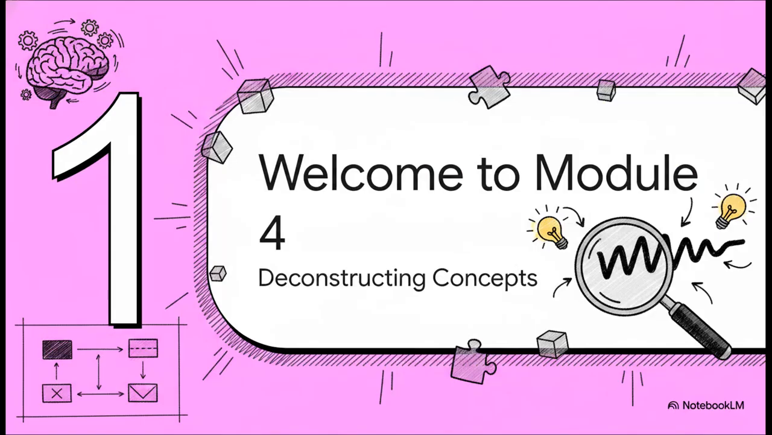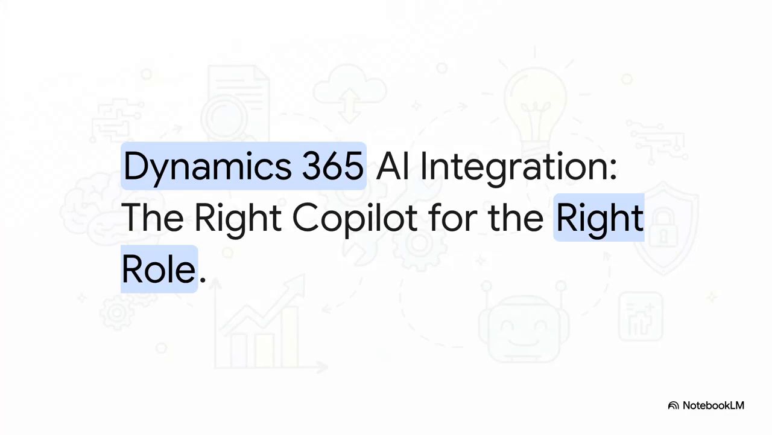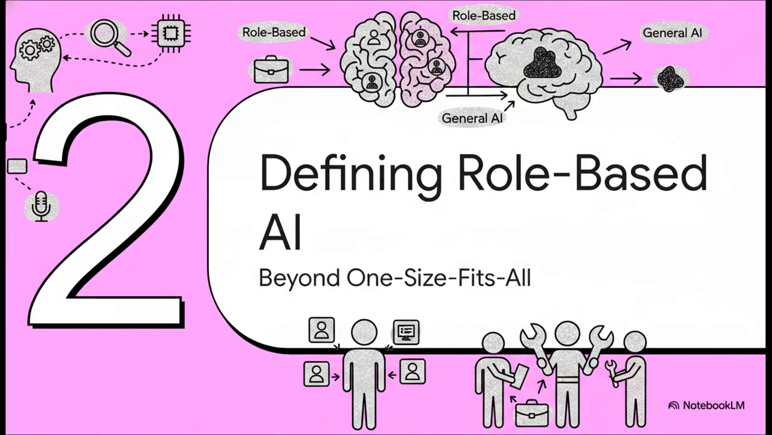All right, which brings us directly to the focal point of today's explainer. Section 1. Welcome to Module 4, Deconstructing Concepts. Okay, let's dive into this. The source material literally reads Module 4, Dynamics 365 AI Integration, the right copilot for the right role. On the surface, sure, it just looks like a standard title in a syllabus. But if you really look closely, these few words contain a complete philosophy for enterprise software. It's a roadmap telling us that just having AI isn't enough anymore. Context is absolutely everything.